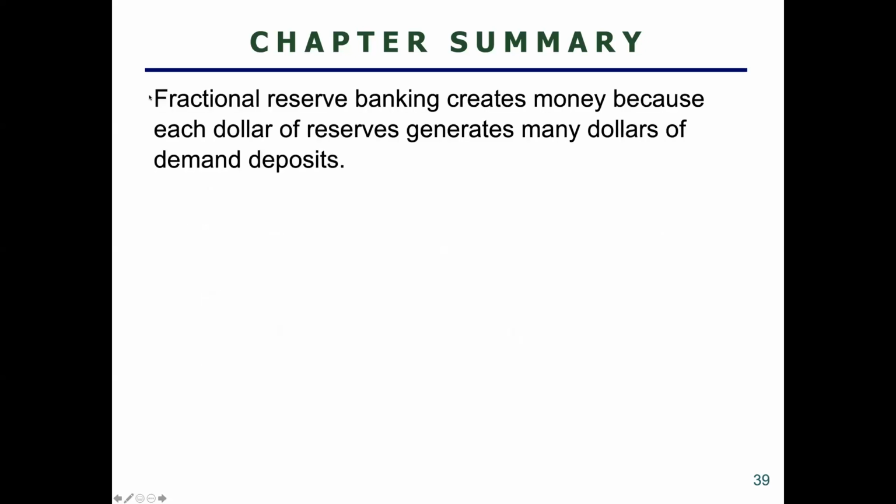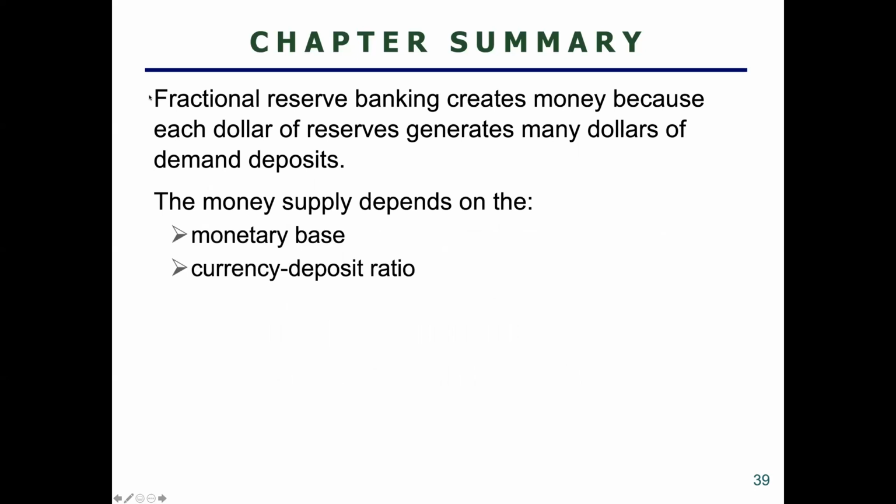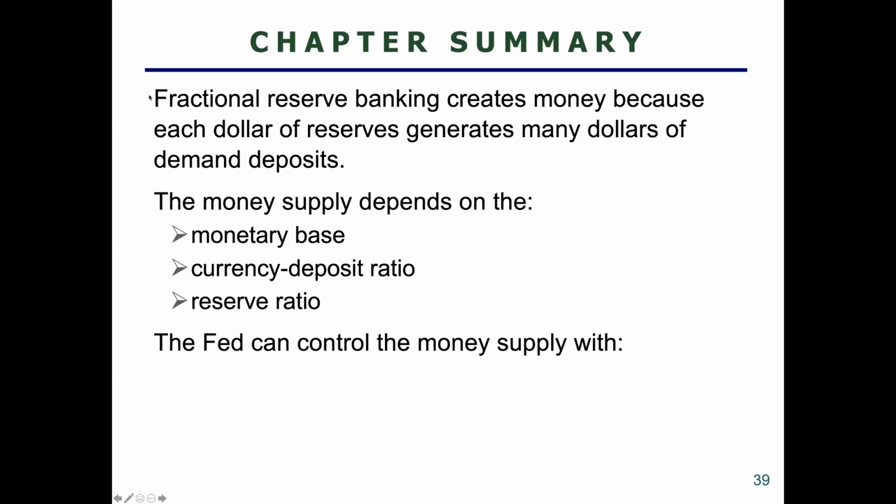Fractional reserve banking creates money because each dollar of reserves generates many dollars of demand deposits. The money supply depends on the monetary base, the currency to deposit ratio, the reserve ratio. Mostly that's important for understanding the Great Depression. It's not crucial to understand this so much for more recent times because you can just think about the supply and demand for the monetary base.